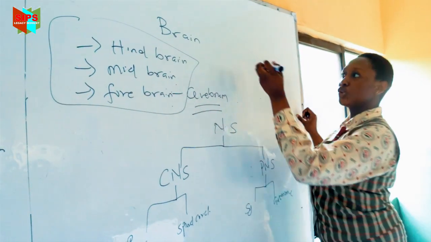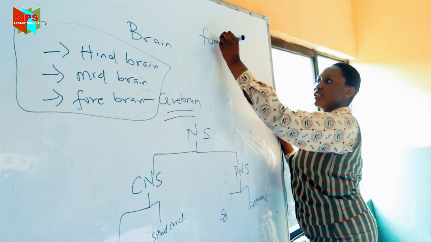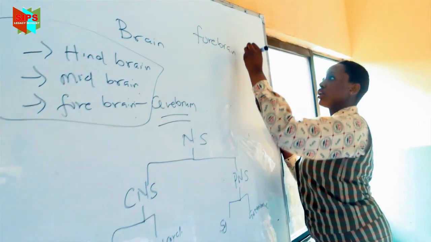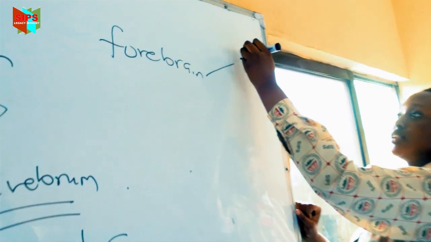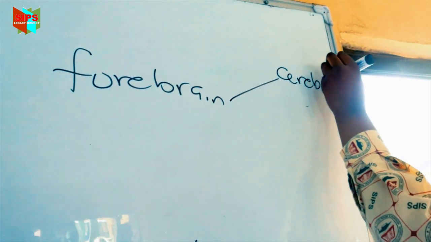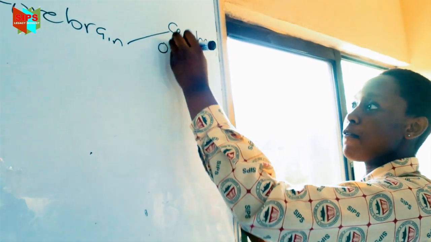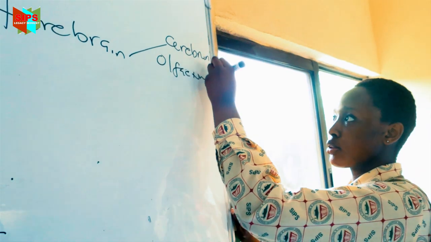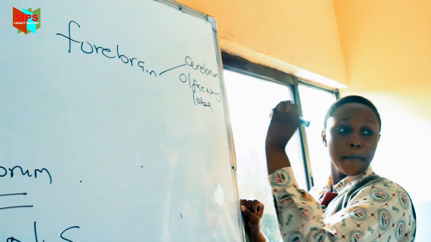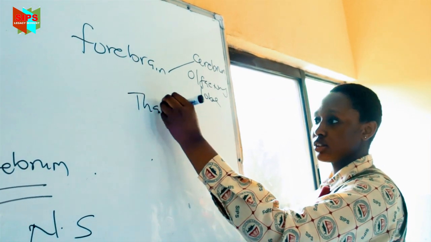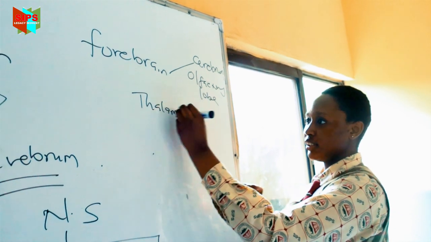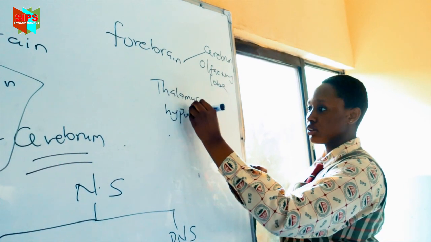The forebrain has two major parts and two minor parts. The major parts are the cerebrum, like I said, which is the center of intelligence, and the olfactory lobe. While the minor parts are the thalamus and the hypothalamus.